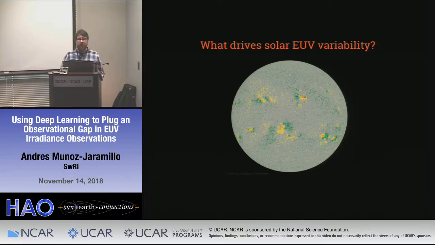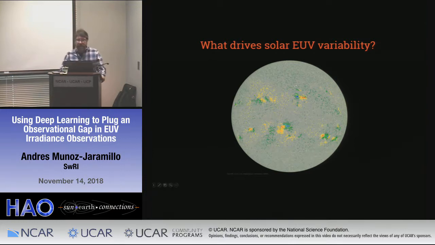Now, what drives EUV variability? Changes in the solar magnetic field. So most of you probably have seen this. It's an HMI magnetogram. The magnetic field color is giving you polarity. Red and yellow is magnetic field that is going into the screen. Blue and green is magnetic field that is out of the screen, right?